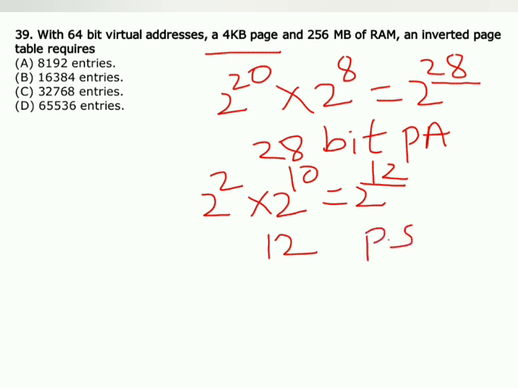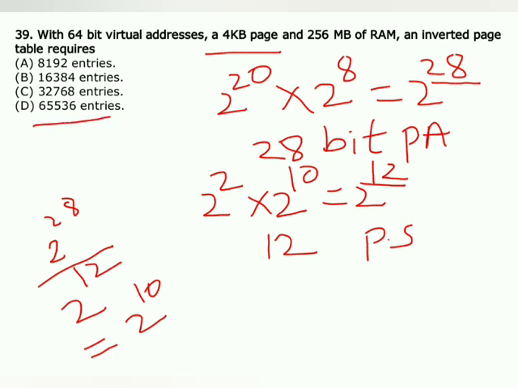Next, we need to find the number of entries required in the inverted page table. In the inverted page table, the total number of entries is equal to the total number of page frames. So the total number of page frames is RAM size by page size. The RAM size is 2 power 28 and the page size is 2 power 12. If you solve this, we will get 2 power 16, that is 65536. So that is the answer, the number of entries in the inverted page table.